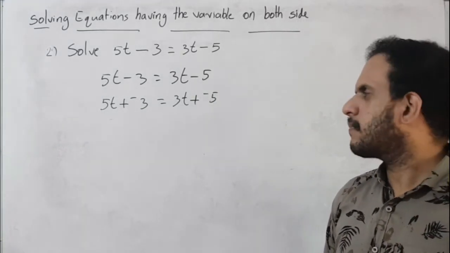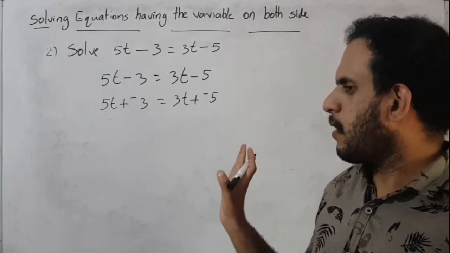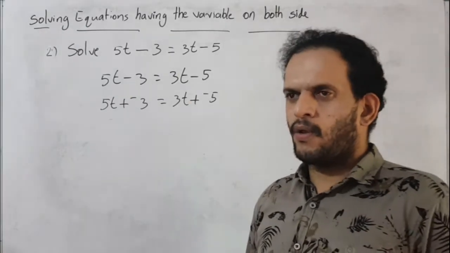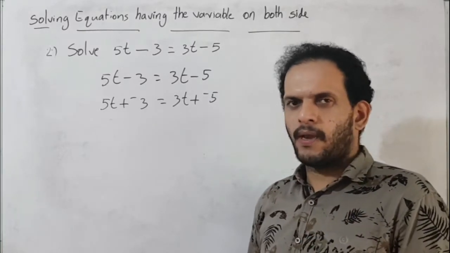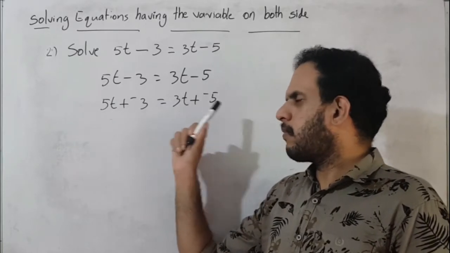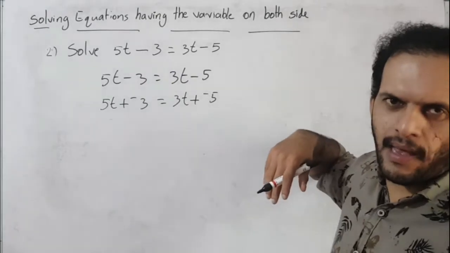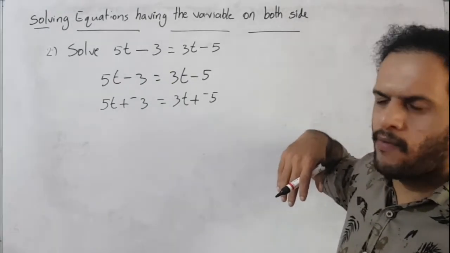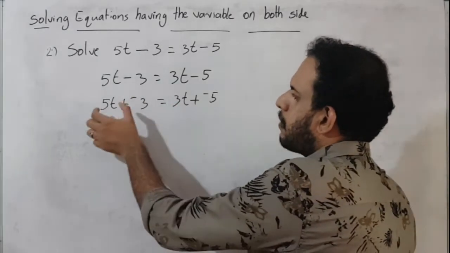Next, first we need to take the variables to one side. We check where we multiply the variable with the bigger number. Here we multiply the variable with 5, and here we multiply the variable with 3. It is very clear that 5 is higher than 3, correct? 5 is more than 3. So we take the 3t to the side of 5t.